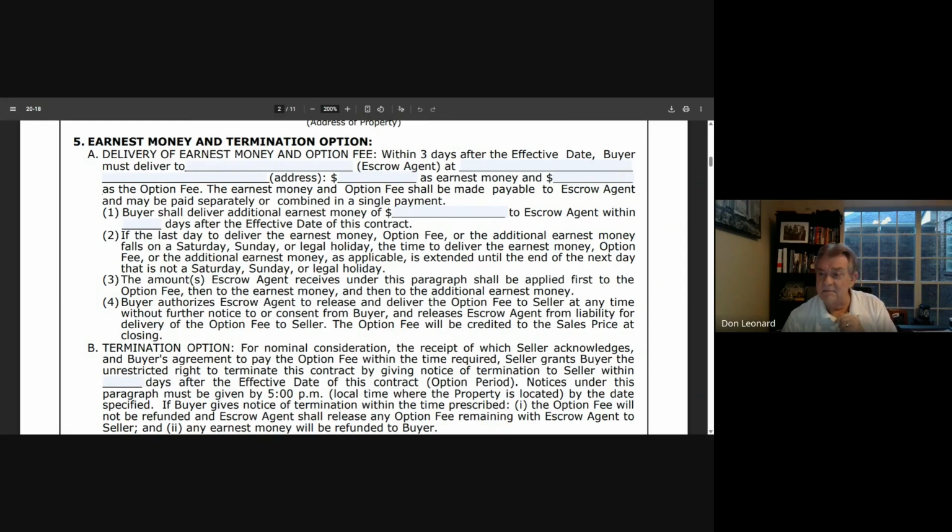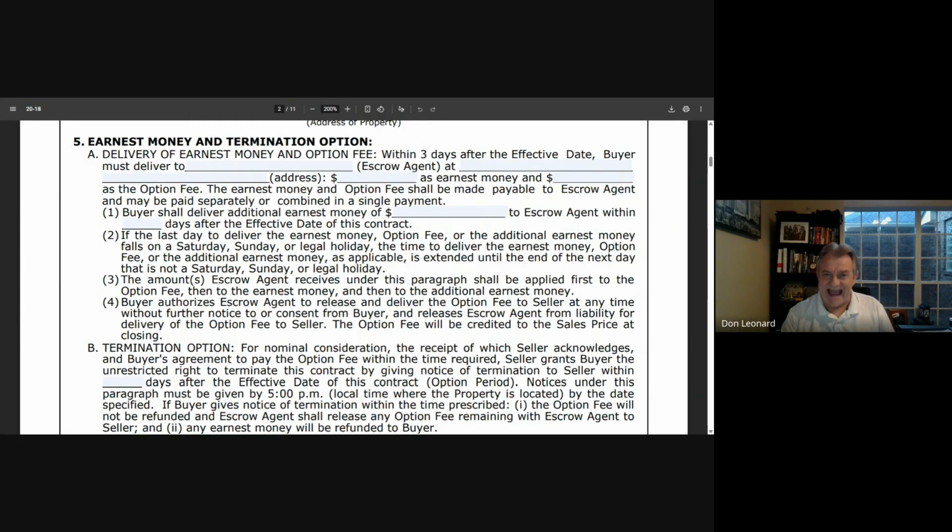I'm sorry, let me add in whoever we got here. There we go. So the delivery of earnest money and option fee first says within 3 days after the effective date, buyer must deliver to, then they give us a blank for the escrow agent at some address, a certain amount of money for the earnest money, and a certain amount of money as the option fee. So that's one sentence and there's quite a bit there. Let's take it a little bit at a time.